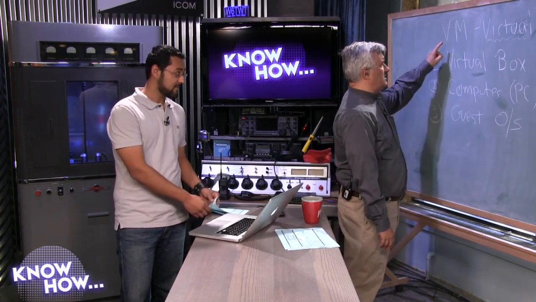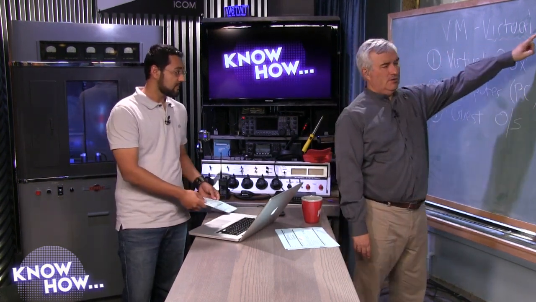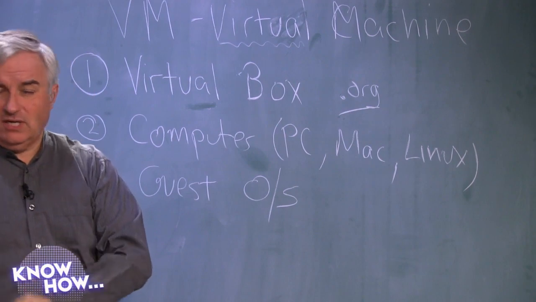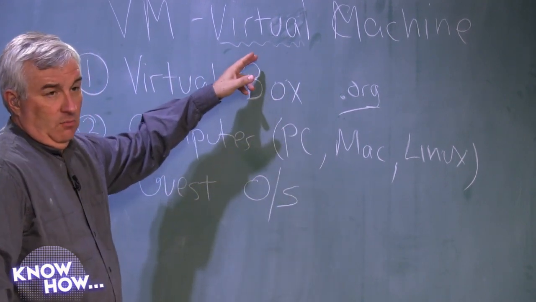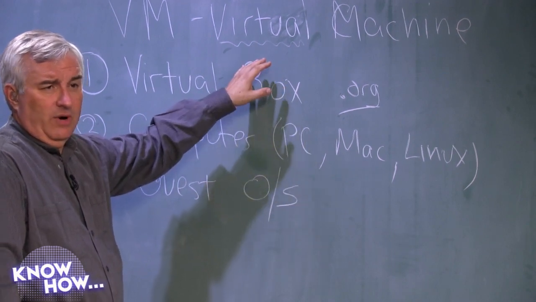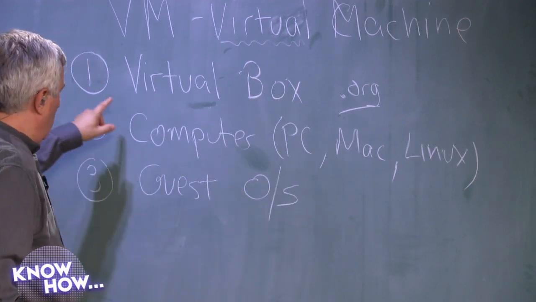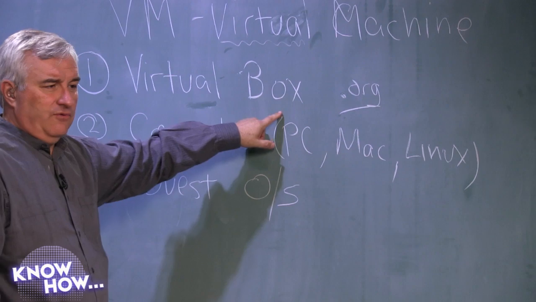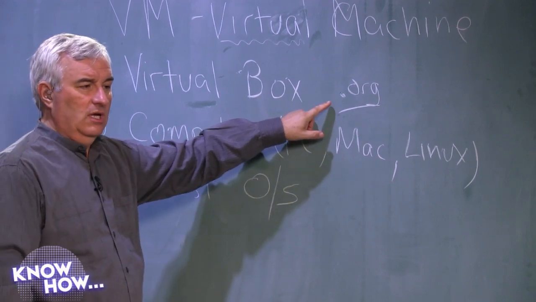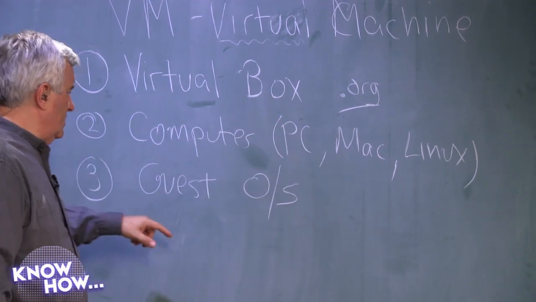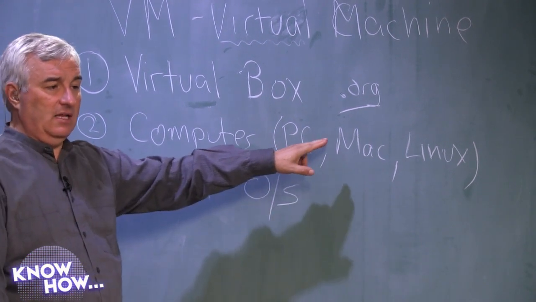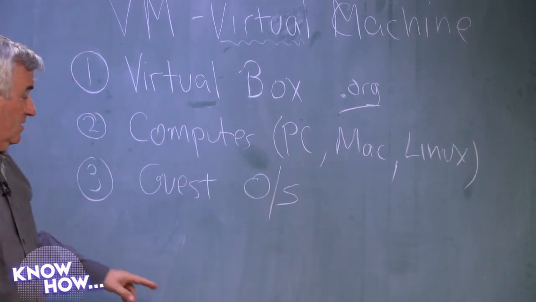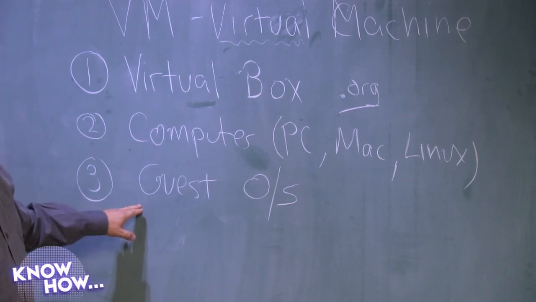Good, that's it. So let me run through it. We're going to make a virtual machine, which is an operating system of one kind running in virtualization on another one: Windows running on a Macintosh, Chrome OS running on Windows, that kind of thing. What do you need? Well, we recommend you get the free open source software from Oracle. It's called VirtualBox, from virtualbox.org. And then, of course, you're going to need a computer. It could be a PC, Mac, Linux. I left out Solaris. It could even be Solaris. And finally, you'll need the OS that you're going to install.